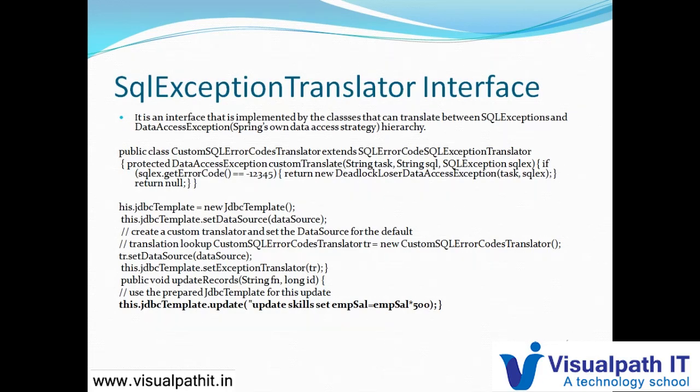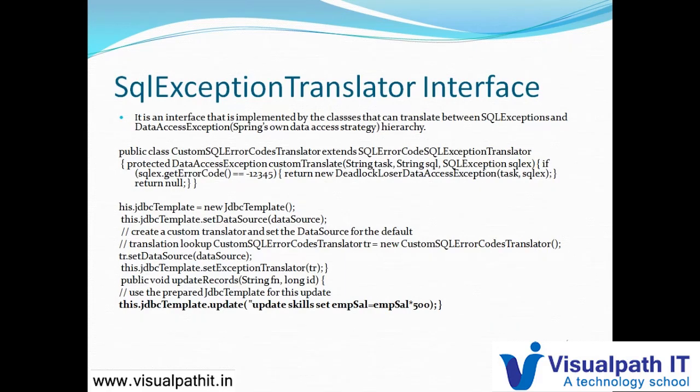We can also see how the custom translator can be used here. Similar to other code, we are setting the data source first. Then we set the exception translator here and update all our records, that is, update skill set employee salary is employee star 500.